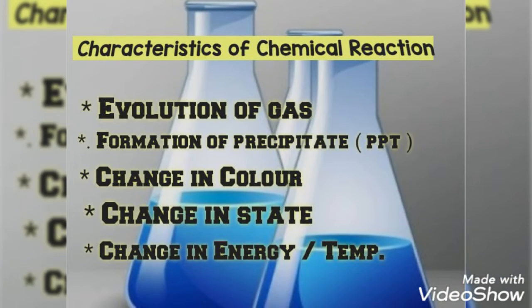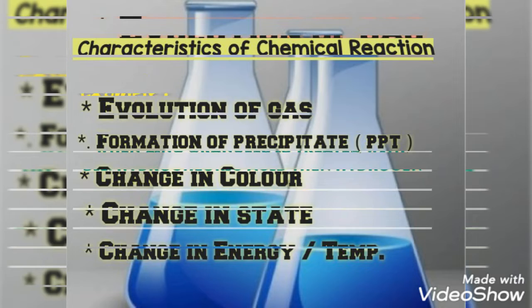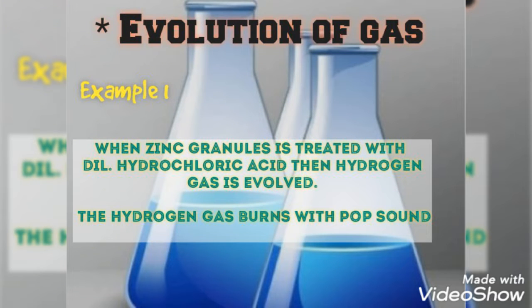Now, characteristics of chemical reaction. These are evolution of gas, formation of precipitate, change in color, change in state, and change in energy or temperature. Now, evolution of gas means gas coming out. Here we'll look at the example. When zinc granules is treated with dilute hydrochloric acid, then hydrogen gas is evolved. The hydrogen gas burns by making the pop sound. Hydrogen gas always burns by making pop sound.